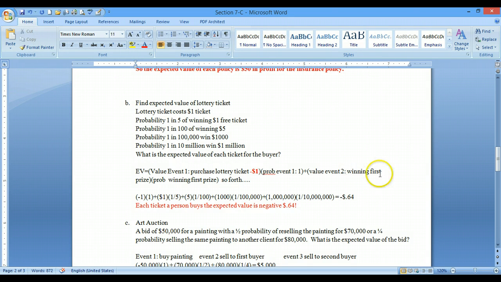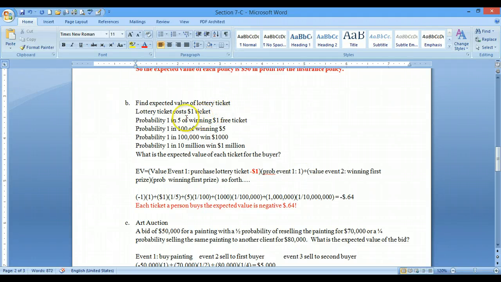This is winning your first prize, so the value of that is the $1 in your free ticket. And the probability of that occurring would be 1 out of 5. Then I need to add the value of the third event, which would be winning the second prize, and multiply that by the second probability, and the third event and the fourth event, and so on.